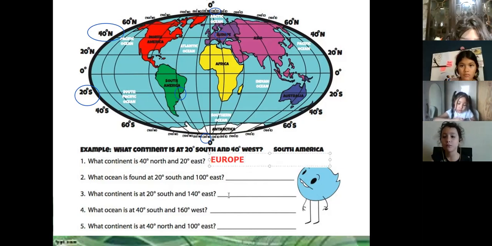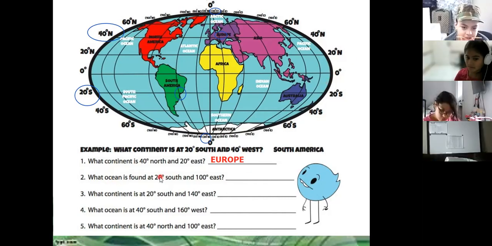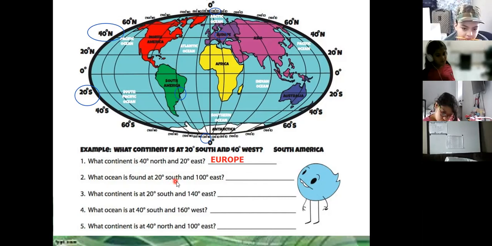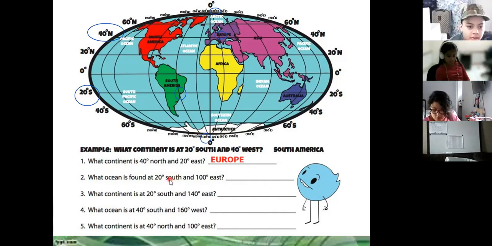Okay. The second one: what ocean? Now we're looking at ocean. Yes, that's right. What ocean is found at 20 south? First, let's locate 20 south. Where is 20 south located?